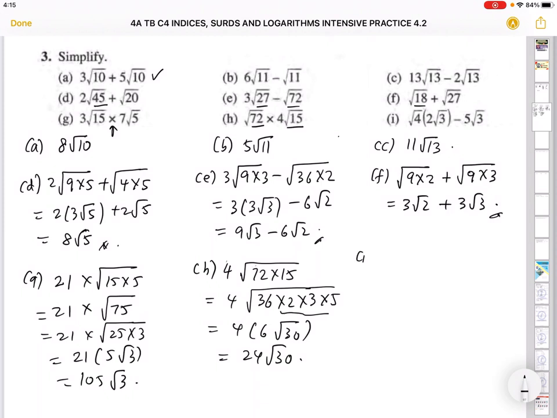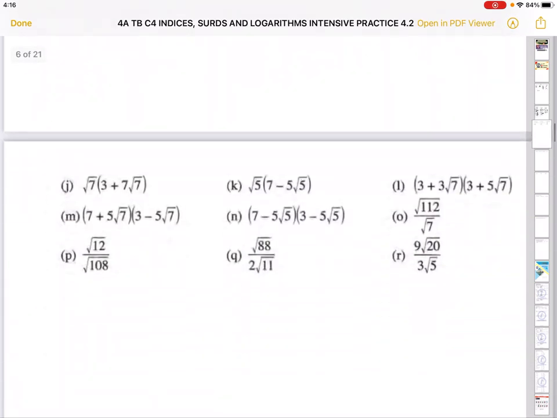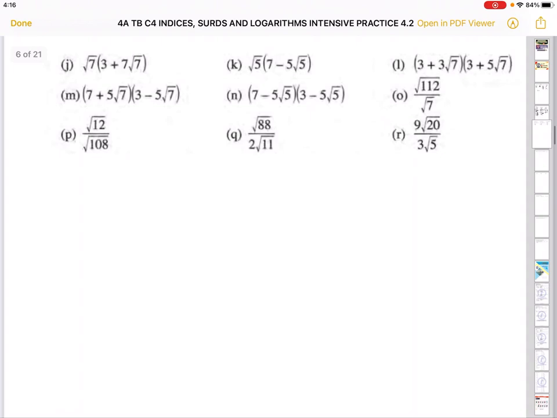Next, for part I, we have 4 root 4, which we know is 2, and then there's a 2 root 3. You minus 5 root 3. So this is fairly simple. 4 root 3 minus 5 root 3 is negative 1 root 3. Okay. Moving on to part J, I'll just do these 9 questions together.